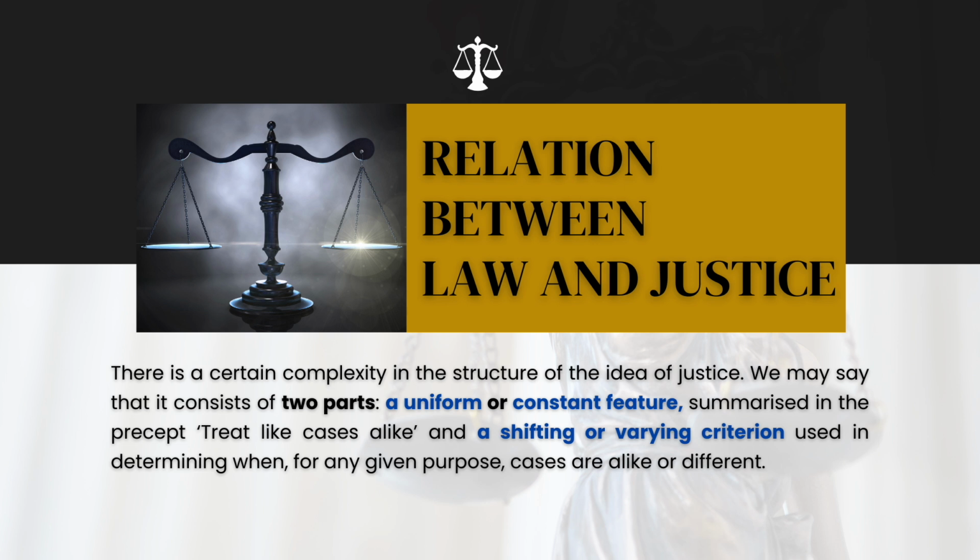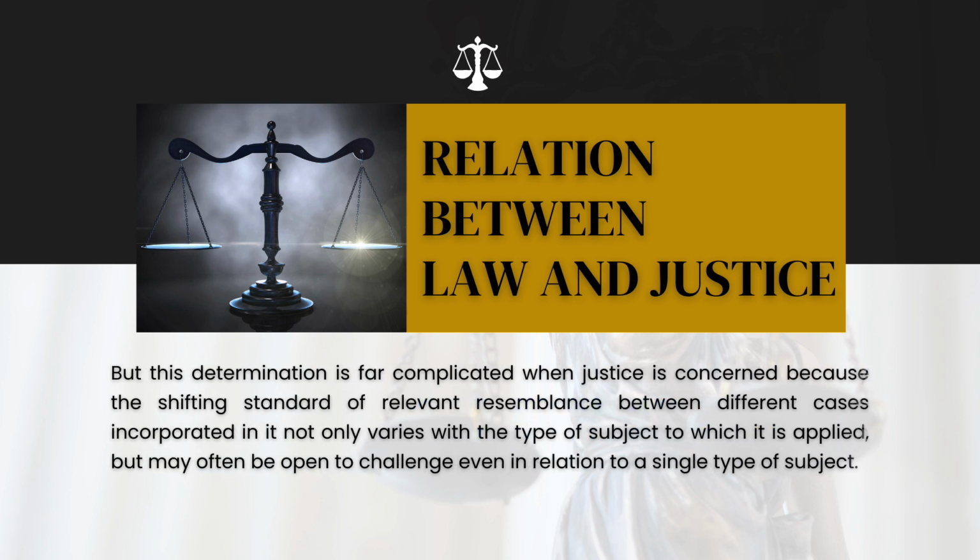There is a certain complexity in the structure of the idea of justice. We may say that it consists of two parts: a uniform or constant feature summarized in the precept "treat like cases alike," and shifting or varying criteria used in determining when, for any given purposes, cases are alike or different. But this determination is far more complicated when justice is concerned, because the shifting standard of the relevant resemblance between the different cases incorporated in it not only varies with the type of subject to which it is applied, but may often be opened to challenge even in relation to a single type of subject.